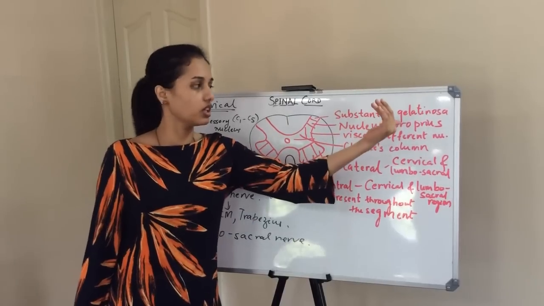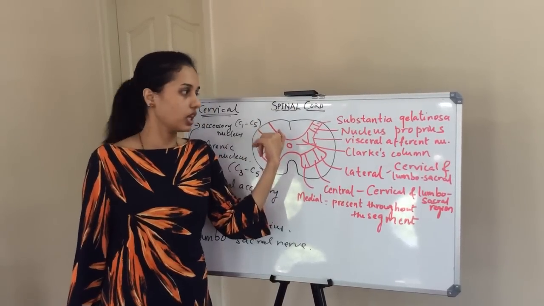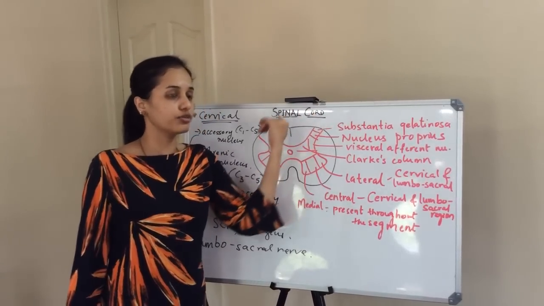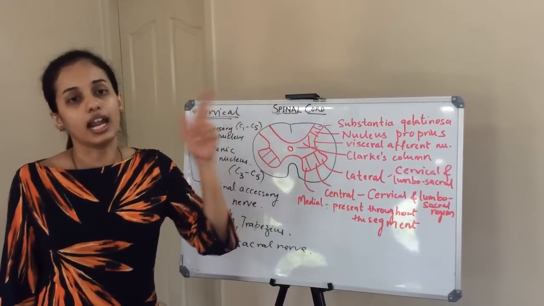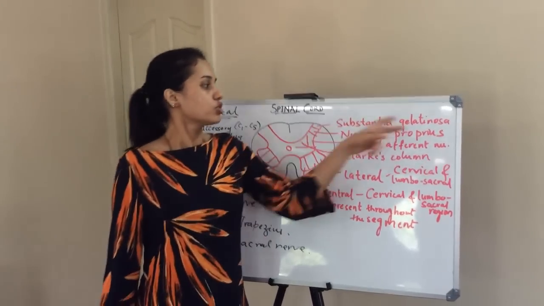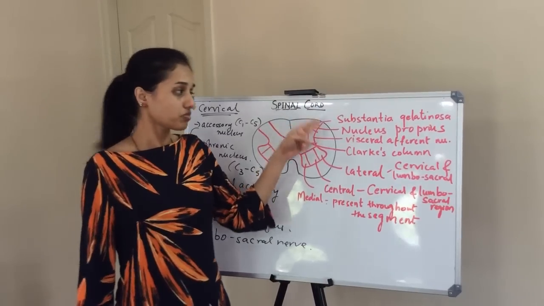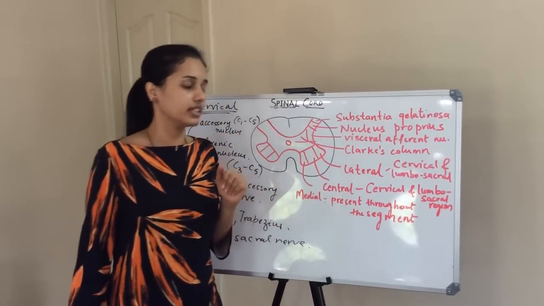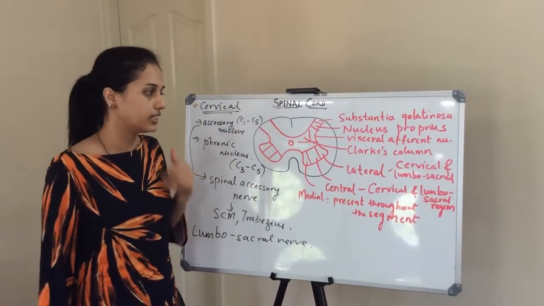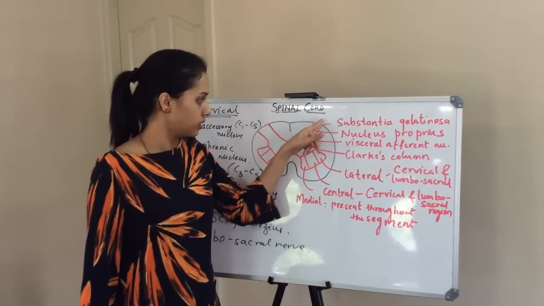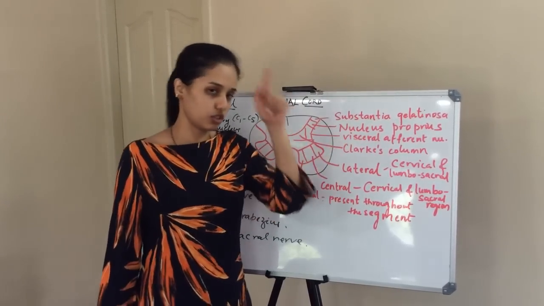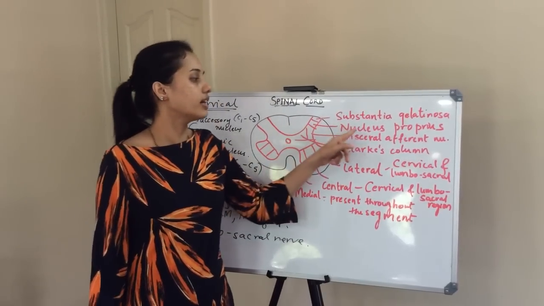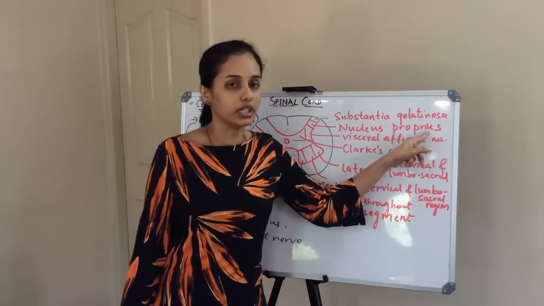These cell bodies receive afferent fibers. You know that the posterior root has afferents. They receive afferent fibers concerned with pain, touch and temperature. The next group, anterior to the substantia gelatinosa, again present throughout the segment, is called the nucleus proprius.